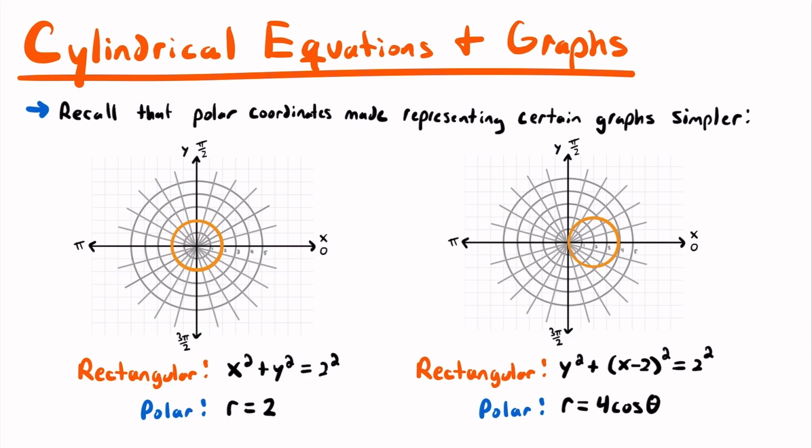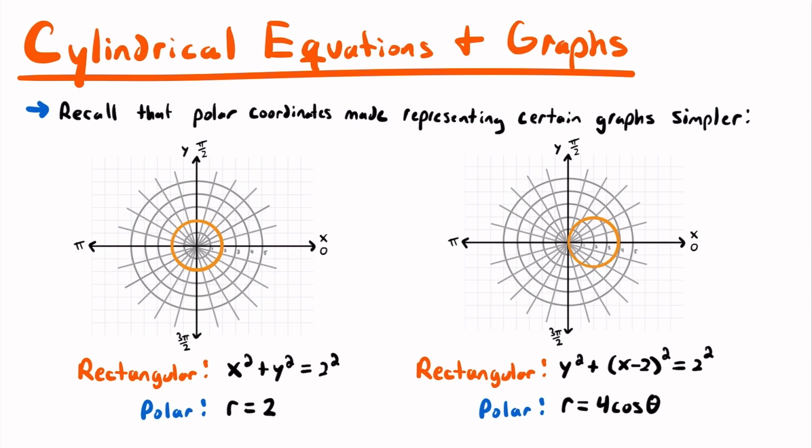A prime example of this is working with circles. In the rectangular coordinate system, the equation of a circle with a radius of 2 is x squared plus y squared equals 2 squared, but in polar it's just r equals 2. It's a circle with a radius of 2, so just call it r equals 2. That's the circle. Or if you have a circle that's not centered at the origin, if it's centered at some other point, in rectangular it gets even more complicated. You have y squared plus (x minus 2) squared equals 2 squared, but in polar it's just r equals 4 times cosine theta.